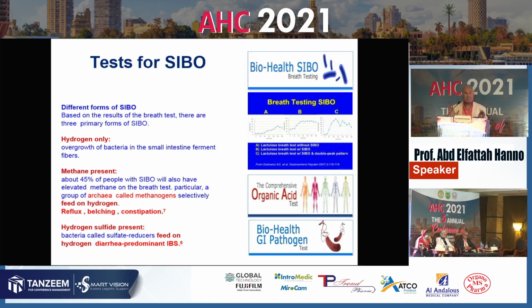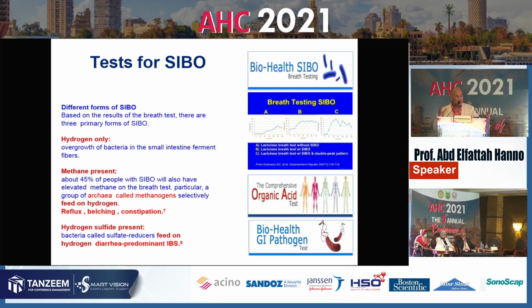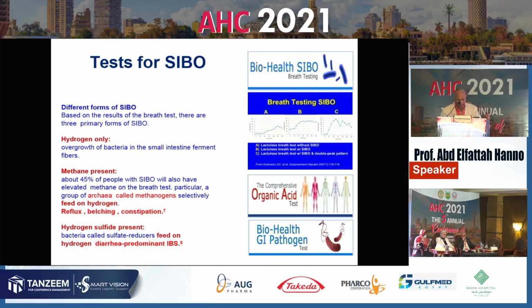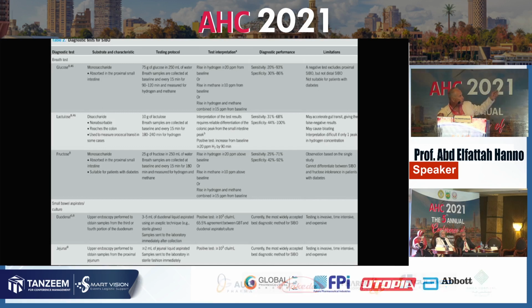How to differentiate SIBO from other conditions similar to SIBO? We depend on the hydrogen breath test. We have different subtypes of SIBO. If we only find hydrogen positive in the breath test, it is one type. If we have methane, it is a second type, and we may also have hydrogen sulfide present in the breath test. This can easily be requested in the laboratory for diagnosis of SIBO by asking for the hydrogen breath test. These are the different tests which can be used in SIBO patients. For the hydrogen breath test, we can use glucose, lactose, and fructose with different sensitivities.